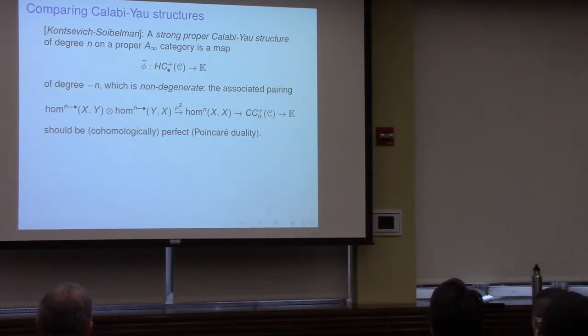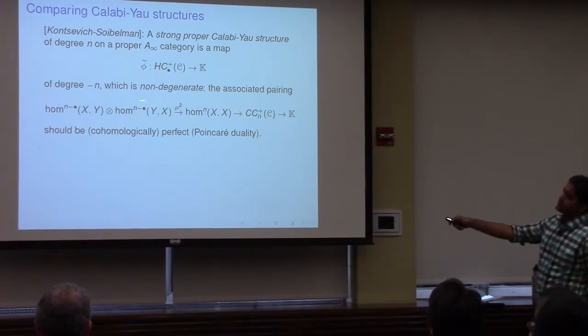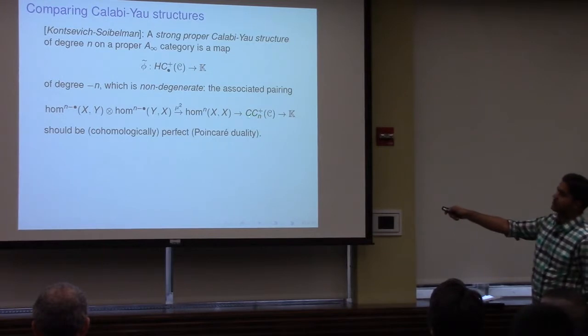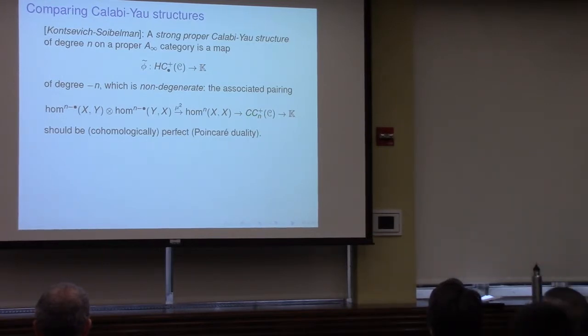that there's a suitable form of Poincare duality if you look at the associated pairings between Hom groups, between Hom xy and Hom yx. One of these should be Hom star and one of these should be Hom n minus star. There's a typo there. But if you multiply and you end up in Hom n xx, and then you map this into positive cyclic chains and then to K via this map, we should just get the usual perfect pairing from Poincare duality. Okay, so it's some refinement of that.